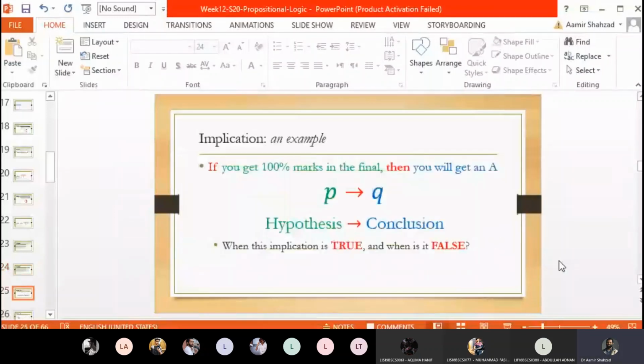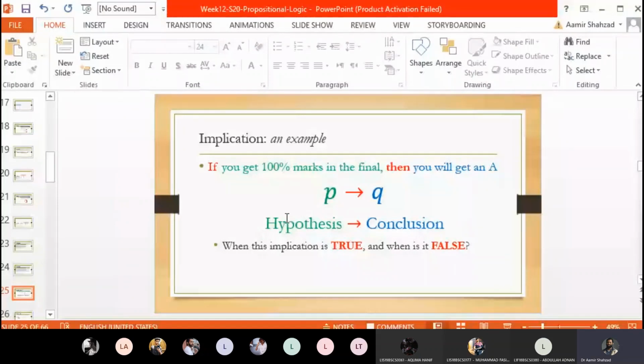इसी की थोड़ी सी example और देखते हैं. Then we will conclude the class. For example, you are given a promise. If you get 100% marks in the final exam, then you will get an A grade. This is the promise. अगर आपके 100% marks final में आते हैं, then you will get an A grade. So the first statement is called P. The second statement is called Q.